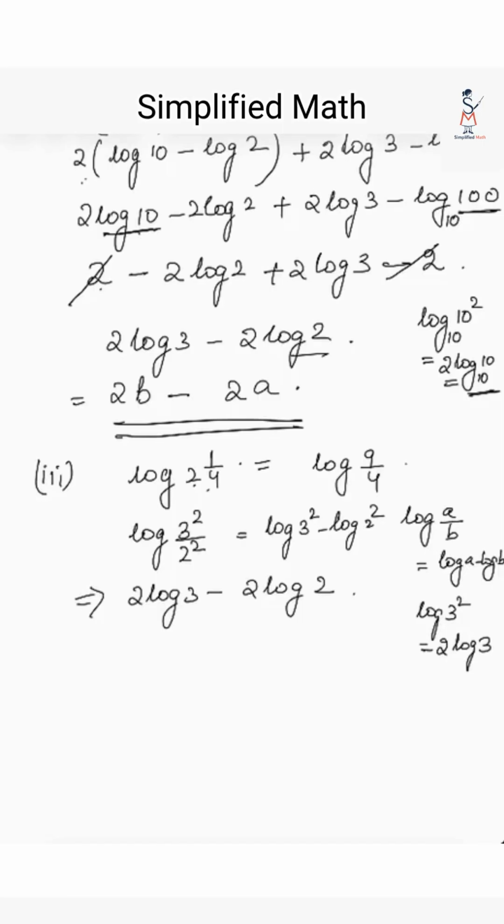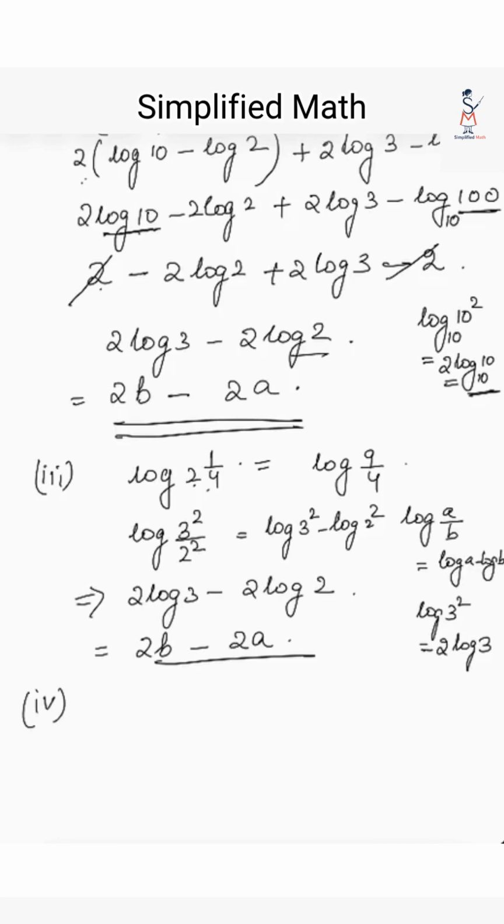So this will become 2 log 3 means 2 into b minus 2 into a. So 2b minus 2a this will become. The fourth one we will see now.